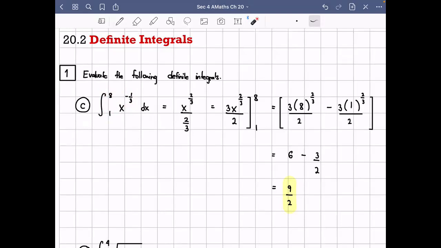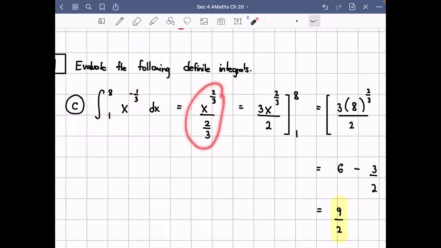Now, first, we get the integral of this. So what I did here is I simplified this first, because it's trickier to use this here. So I suggest you write them properly first. So the antiderivative of this is this one. Again, this is 2/3 because 1/3 plus 1 gives you 2/3, and then again, this is also 2/3.